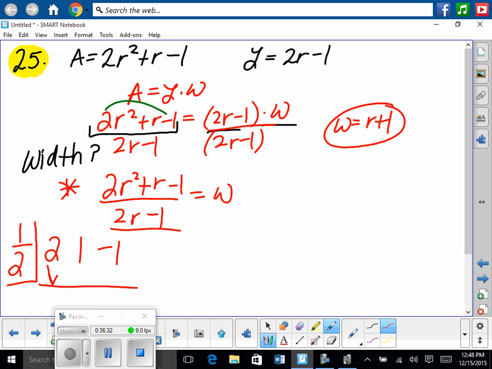We'd go through synthetic division, drop that down. 2 times 1/2 is 1, add straight down is 2. 2 times 1/2 is 1, add straight down 0. So if this is our remainder, then this is our constant. If that's our constant, that's our x. So we would have 2x plus 2. And then in common in this was a 2. So we factor out a 2, left is x plus 1. So we would have known our width was x plus 1.